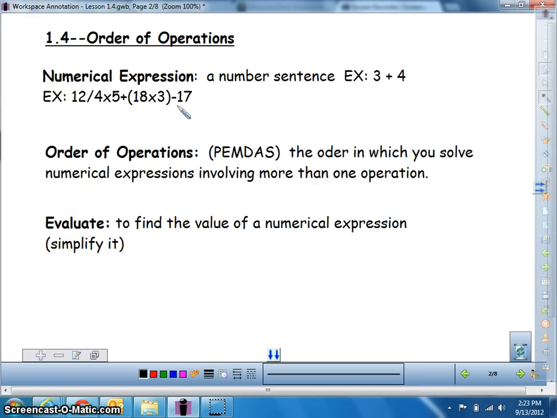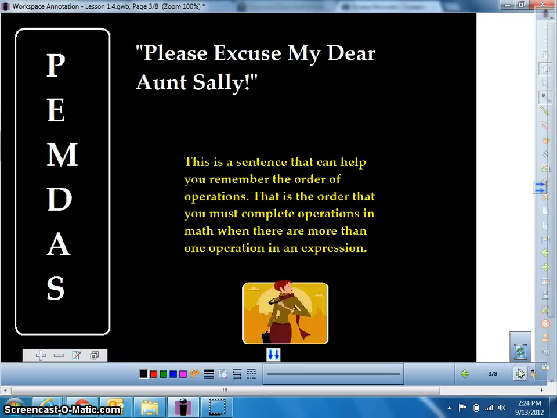this properly. And then last but not least, we talked about this in our last lesson, but we have evaluate. That's just simply to find the value of a numerical expression, to simplify it. We even talked about kind of referring to it as solving. So if you know those 3 words, we're going to be good to go today.